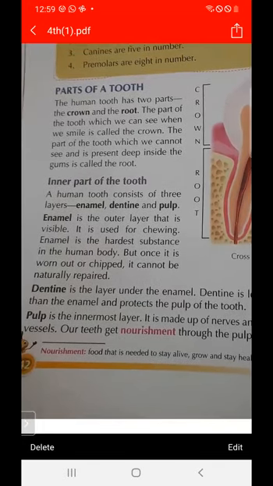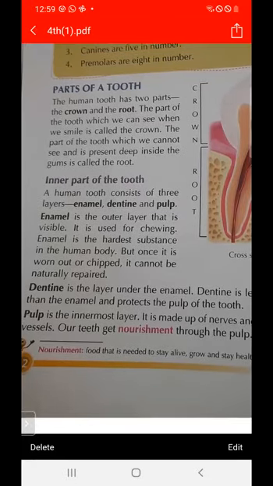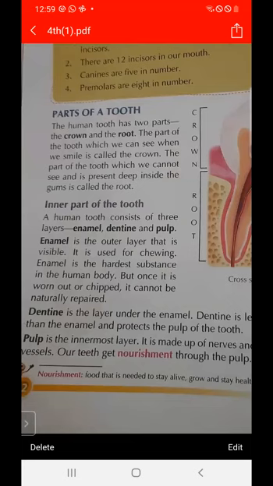So what are the parts of the tooth? Enamel, dentine, pulp. So these are the three parts of the tooth. Enamel is the outer layer. Dentine is present under the enamel and it is less hard. And pulp is the innermost layer, and our teeth get nutrition through the pulp.